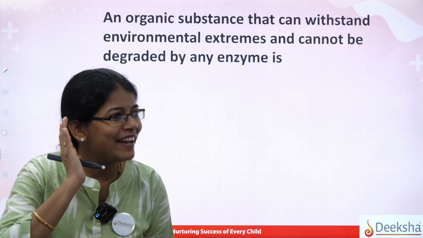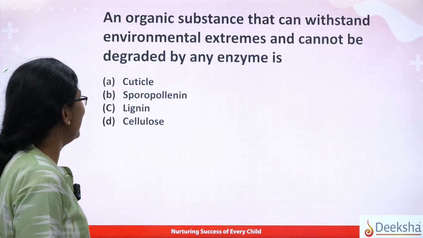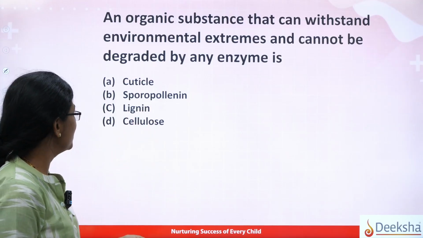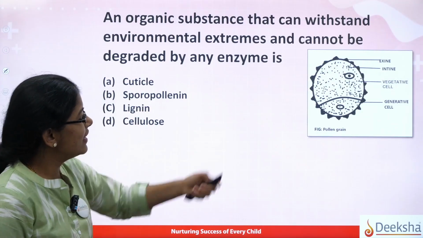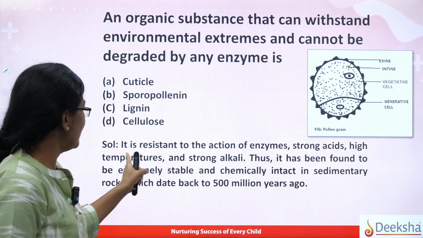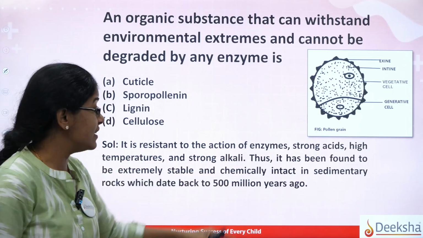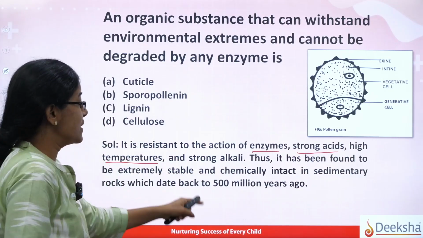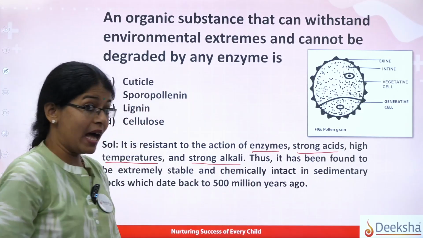What is that? Very right, student. You know it, right? Okay, what is it? Right now we had studied. Very beautiful, students. The answer here is again sporopollenin, right? As I said, it is resistant to the action of enzymes, strong acids, high temperatures and alkali also.